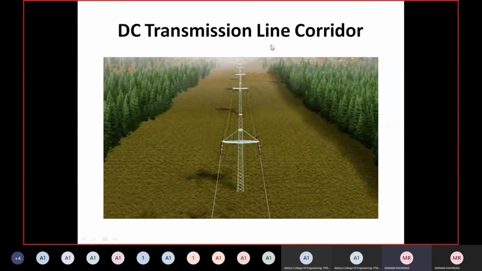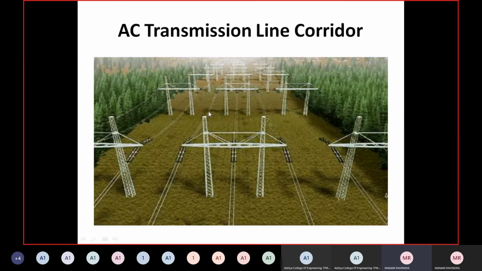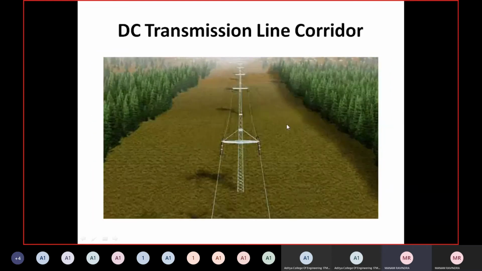Here also, see in DC transmission, the distance from one tower to another is very long, and there is only one transmission line. Here in HVAC, more number of transmission lines are there. Here only one transmission line is there, and the corona effect is also very less in this case.